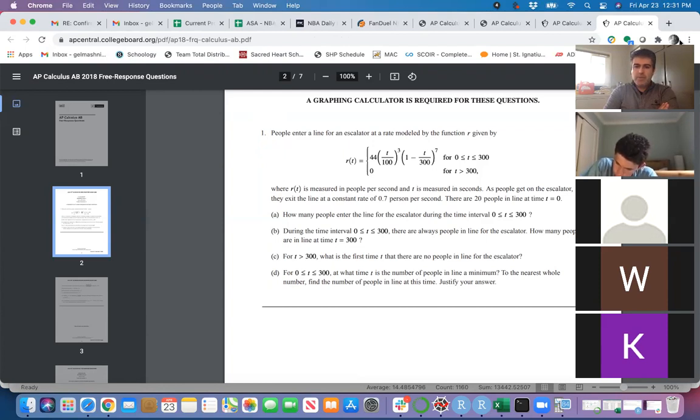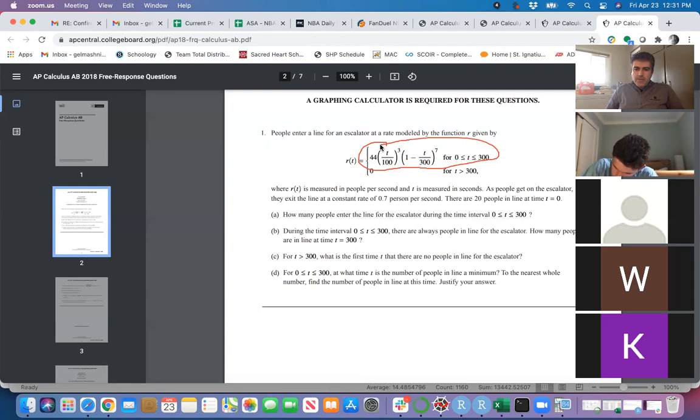So the first question is how many people enter the line for the escalator during a time interval? So as you can imagine, you're just going to be integrating R of t, the really wacky part of it, from 0 to 300. So you're going to do that interval first.